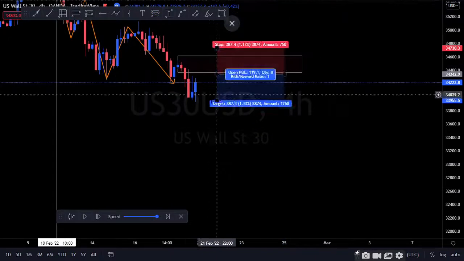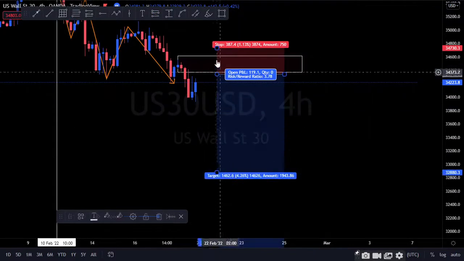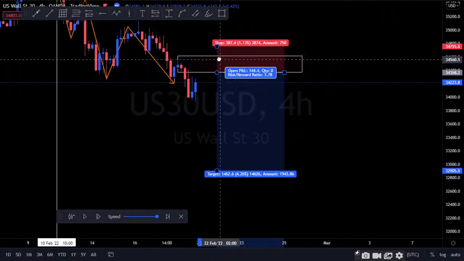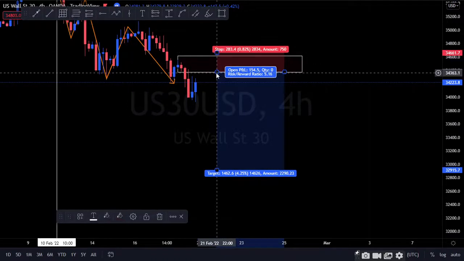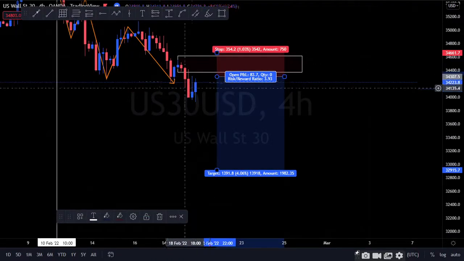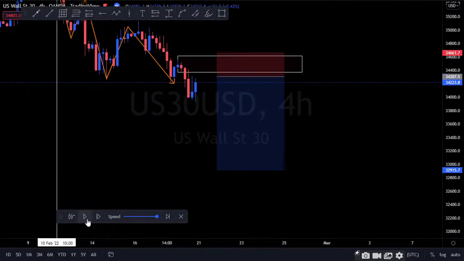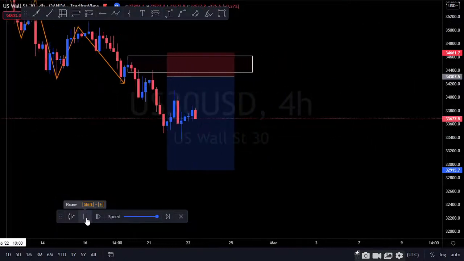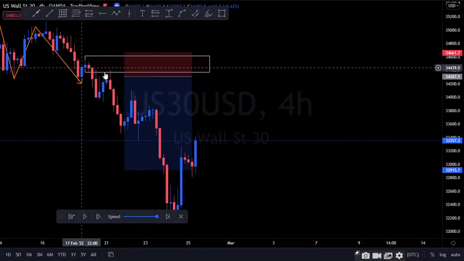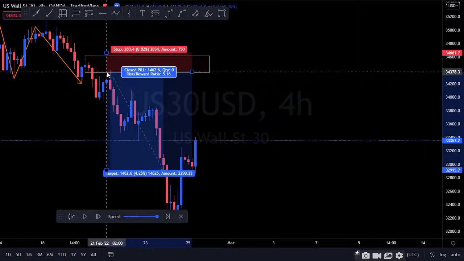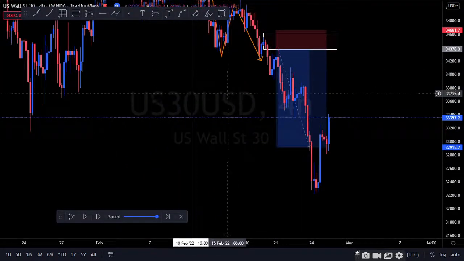Place your trade here, and then you wait for the price to touch your POI. Boom. You can see that price came, and then we have our take profit.